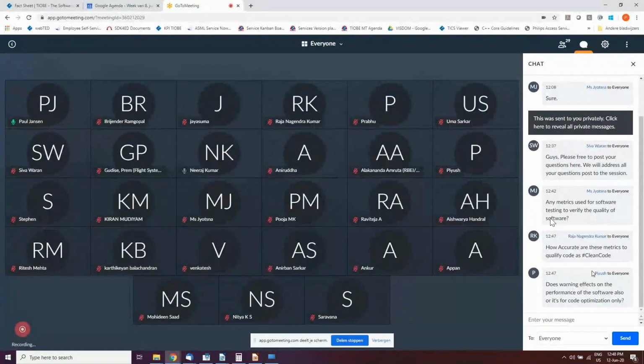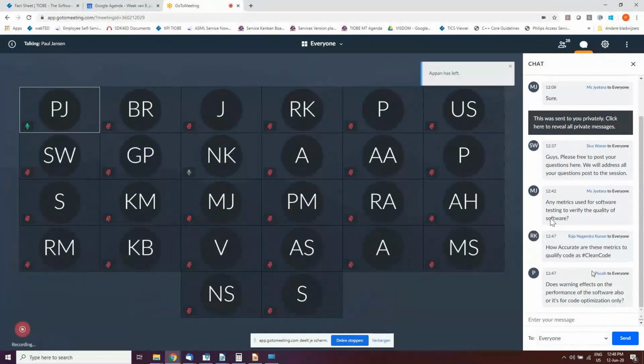There's another question from Raja. How accurate are these metrics to qualify as clean code? Yeah, that's also a good point. So we have this clean code philosophy available. One of the important things in clean code is that you use the Boy Scout rule: if you have your code and you make a change, then you should leave it behind as clean as it was before. That's actually a redefinition of a relative target. So what you're saying is you are not supposed to introduce new things. So you don't make new waste.